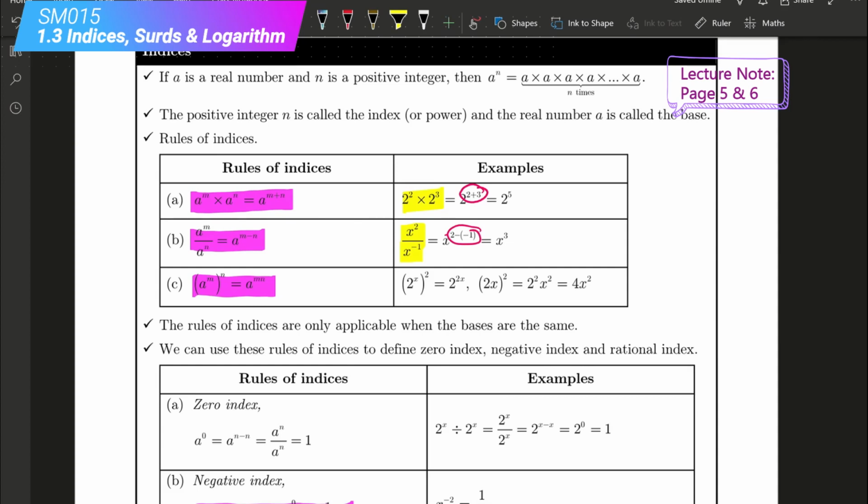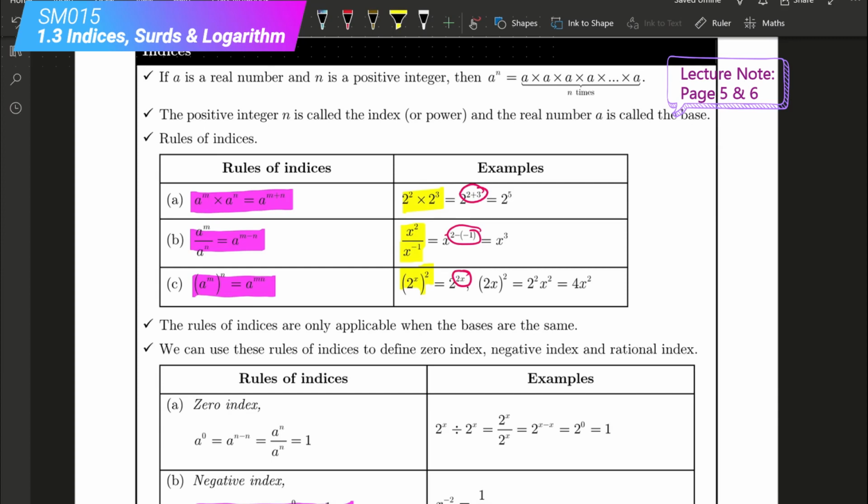Okay, and for a power raised to a power, meaning we have a power here, 2 to the power of x raised to the power of 2, then the indices must be multiplied with each other. We need to multiply the indices together.